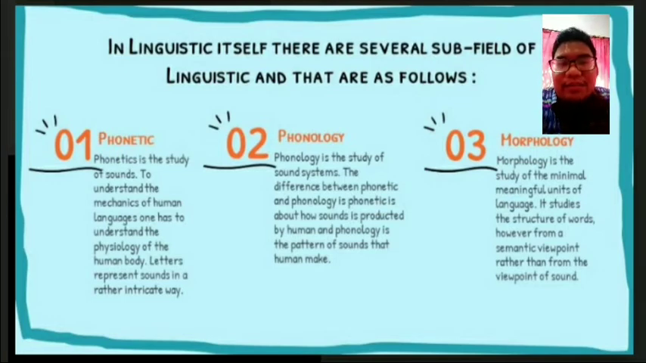The second is phonology. Phonology is the study of sound systems. The difference between phonetics and phonology is that phonetics is about how sound is produced by humans, and phonology is the pattern of sound that humans make. The third is morphology. Morphology is the study of the minimal meaningful units of language. It studies the structure of words, however, from a semantic viewpoint rather than from the viewpoint of sound.